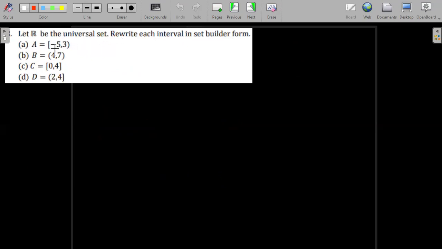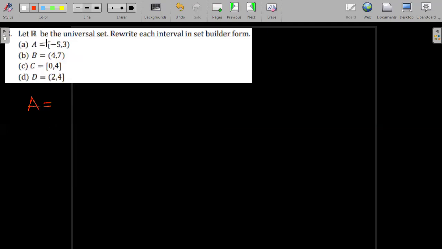The next one, we have this here. This question says, let R be the universal set. Rewrite each interval in set builder notation. So we're dealing with the universal set being R. Then they're telling us to write this in set builder notation. So we have the set A here.